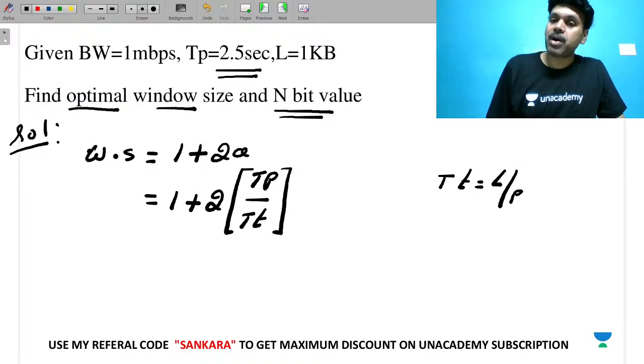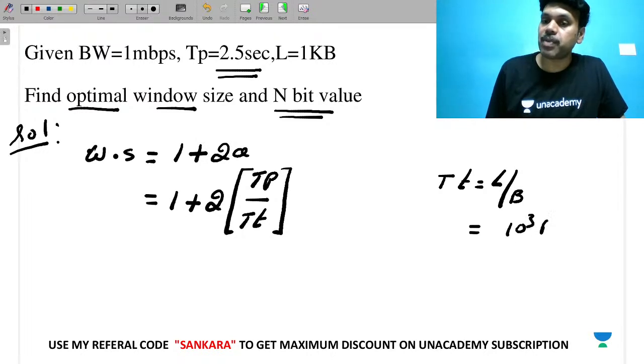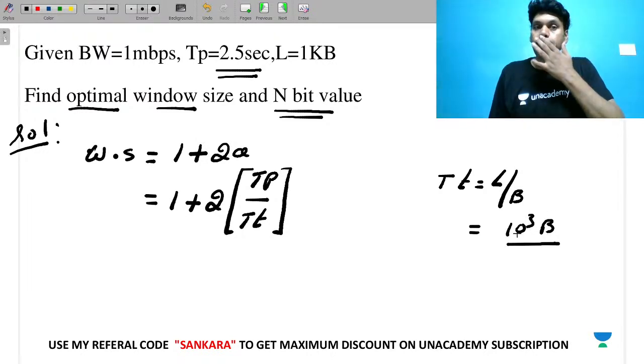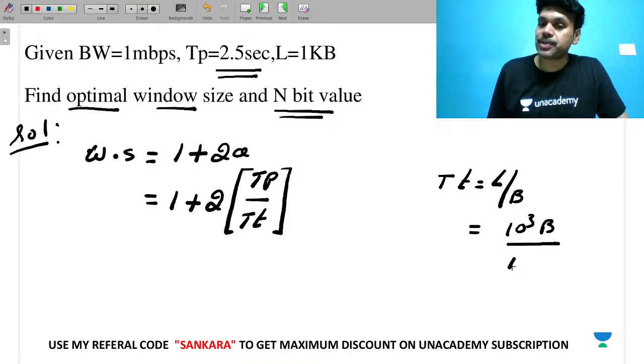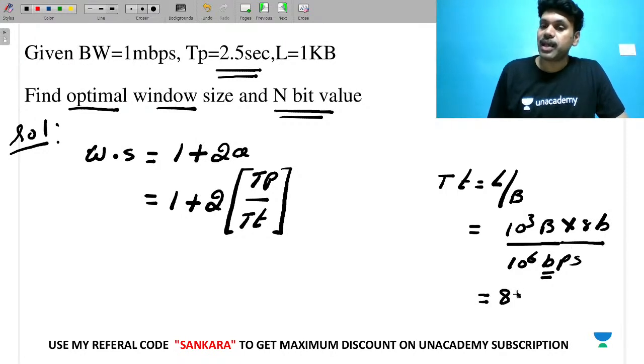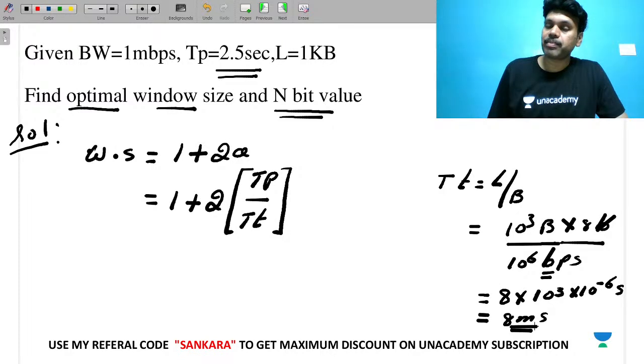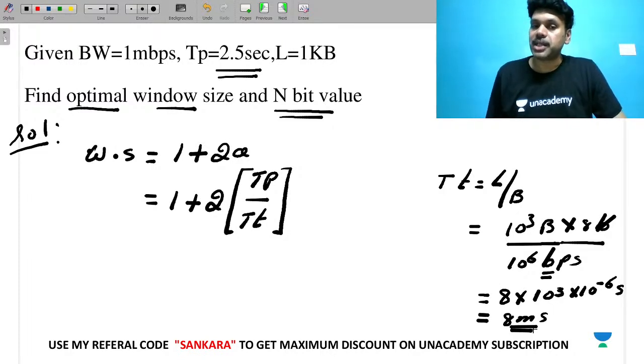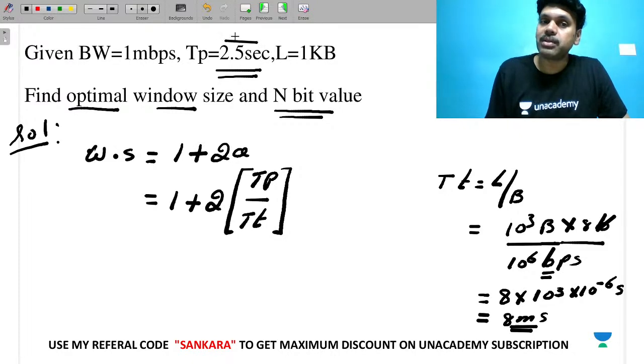Your TT is L upon bandwidth. What is the L value? 1 kilobyte, which is 10 power 3 bytes, divided by the bandwidth, which is 1 Mbps, 10 power 6 bits per second. This is in bits, this is in bytes, so conversion is required. So your answer is 8 into 10 power 3 into 10 power minus 6 seconds, which is nothing but 8 ms. So you got your TT and you got your TP.